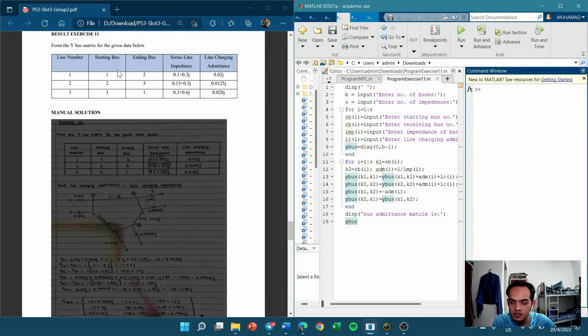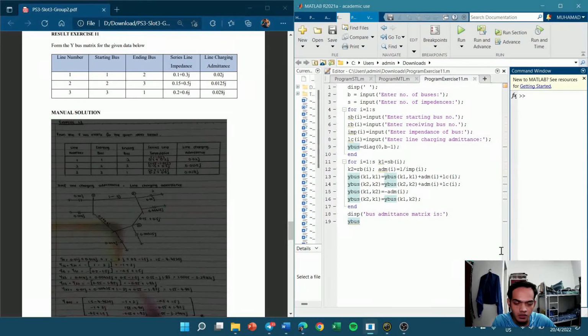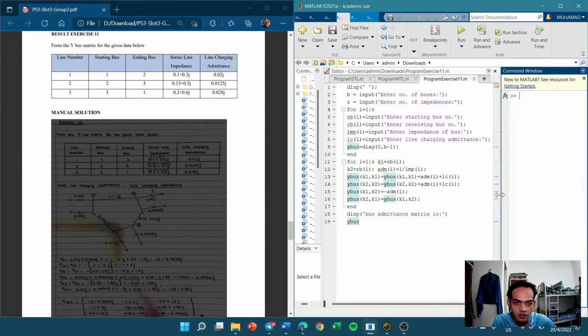In this video, I'm going to explain the question for exercise 11. This is the data for the Y bus matrix given, and this is our manual calculation that we have done. In order to see whether it is the same as the simulation, I will now run the simulation in MATLAB. This is the code given in the lab instruction, so I just run the simulation.